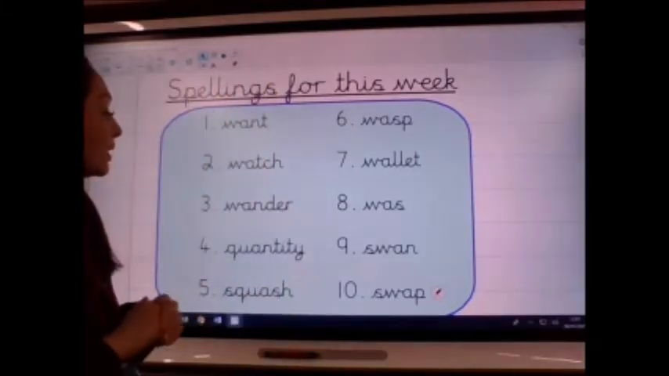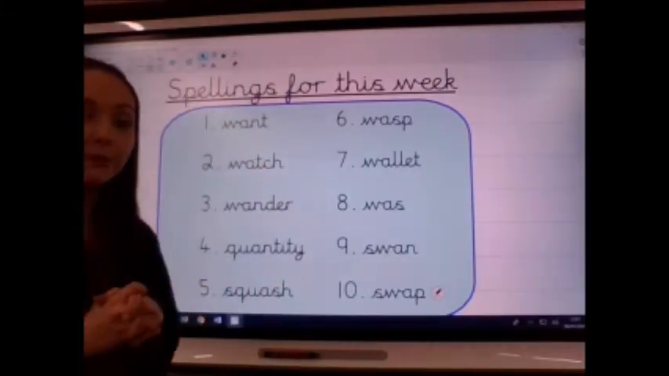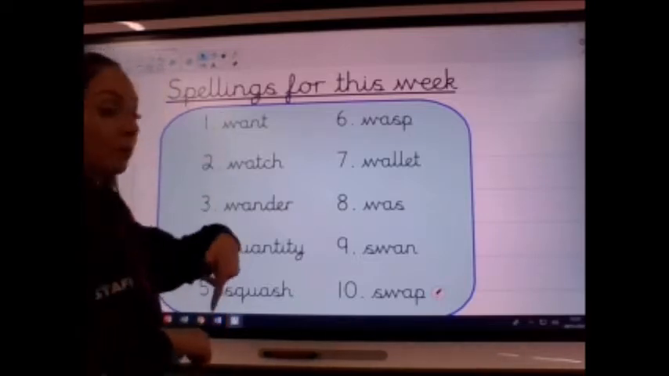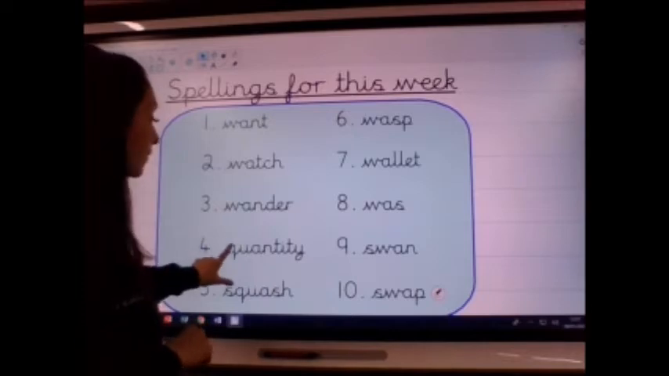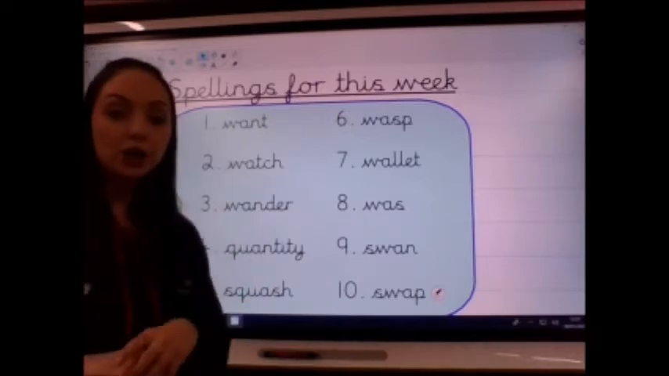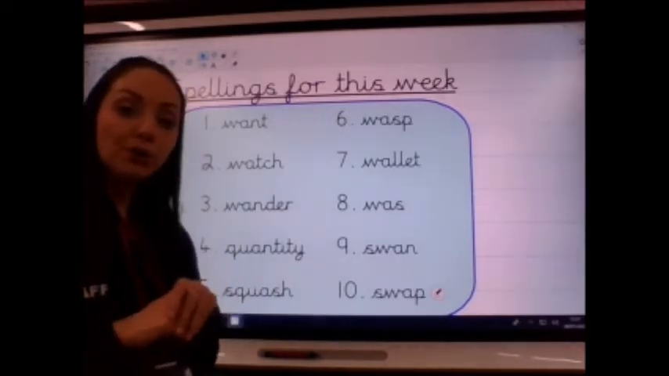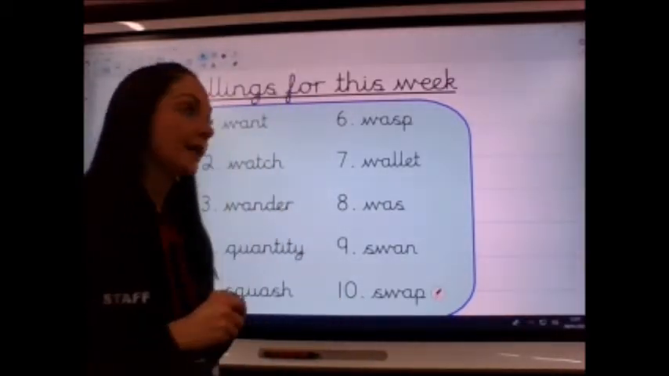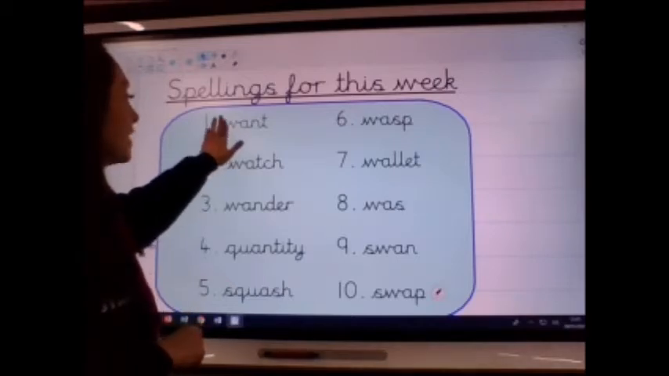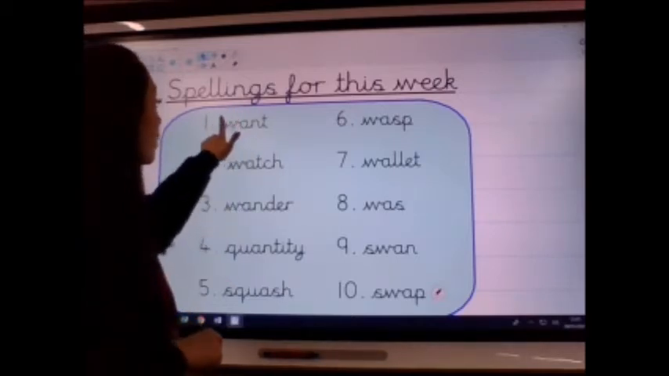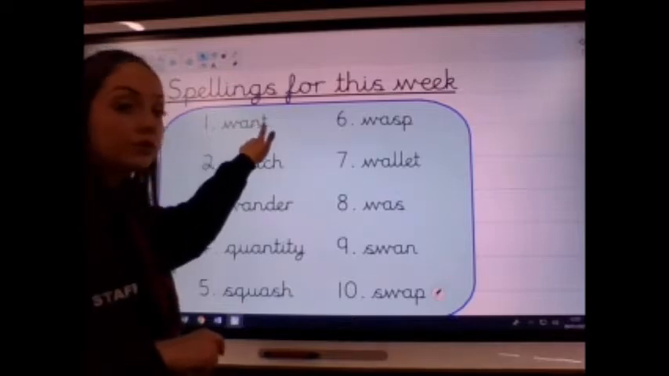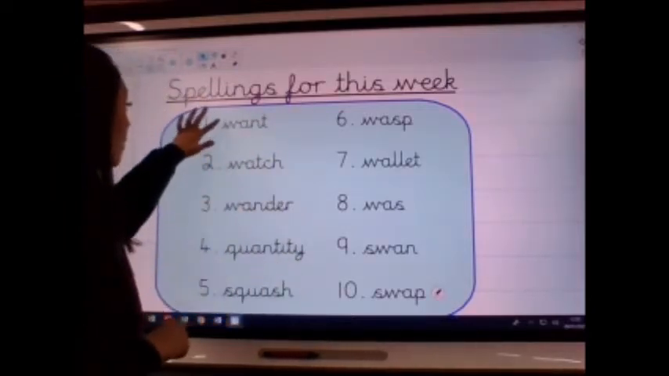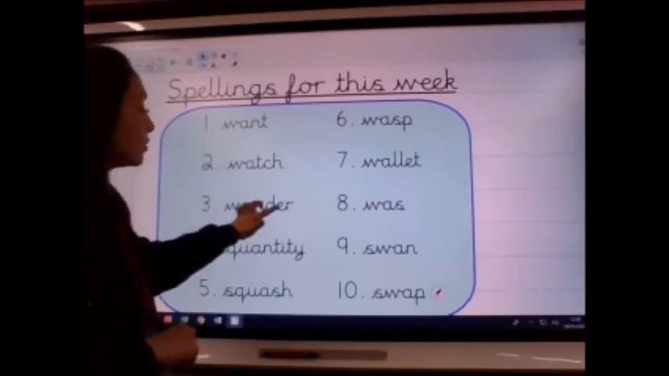Okay, so you might have noticed with your spelling words for this week that most of them have got a W in, okay? And some of them have got a Q and a U in them as well. So your rule this week is the O sound spelt with an A. So for example, this one is want. So we've got w-a-n-t, want, but it's spelt with an A, okay?